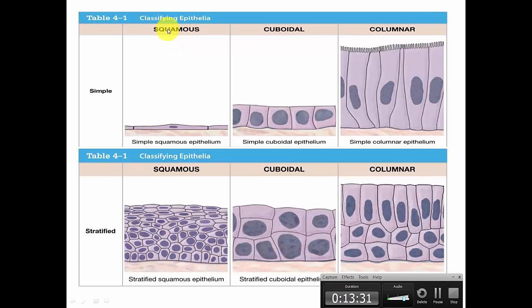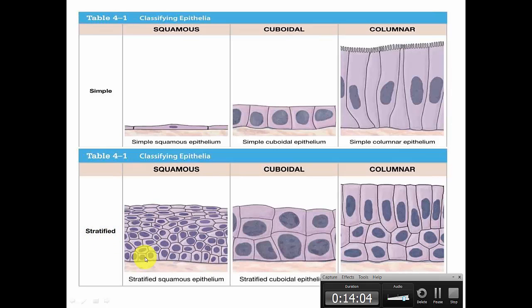What does the second name come from? The second name comes from the shape of the most superficial layer. So I have simple squamous. Squamous means flat. Simple cuboidal means like a cube. And columnar means that it's like a column, or rectangular in shape. How about this one? This one is stratified. Well, what's the other name?